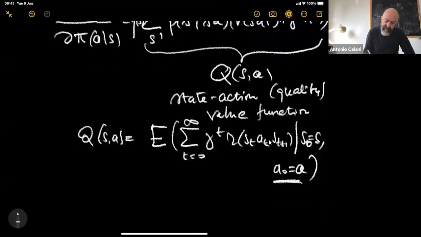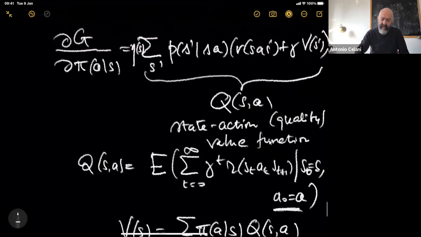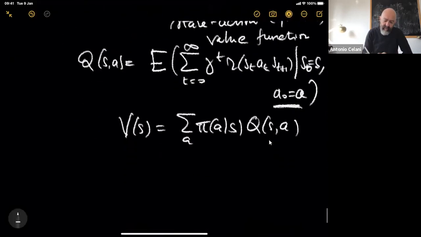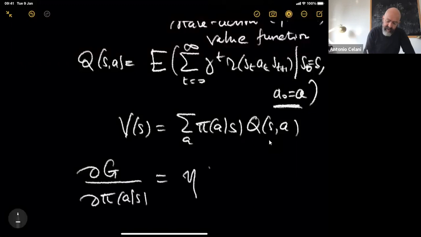And it's easy to check that the connection between the value function and the state action value function is that if you sum over the policy, you recover the usual value function. Okay, this object naturally comes in this gradient taking procedure. So before the last equation, this gradient is just eta of S, which is a positive object, and then Q(S,A).